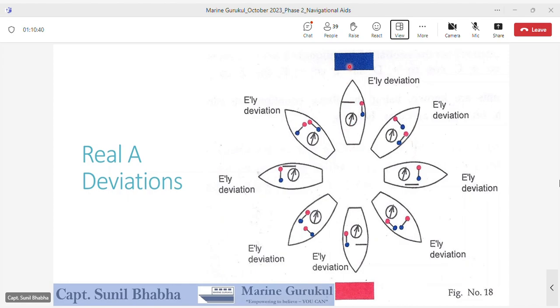Now with the magnetic field of the Earth going vertically upwards, it will affect both these structures. It will affect the fore and aft longitudinal also, and it is going to affect the athwart ship beam also. Now the first thing to understand is that these are soft iron structures, so they do not have any permanent magnetism. There is no permanent magnetism in these structures.